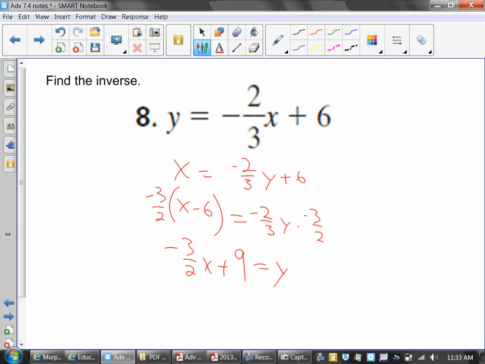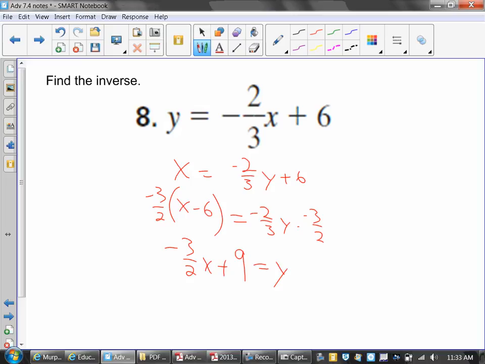Could you leave it as if we did the other way? Could you leave it as negative x over 2/3 plus 9? No, you don't want to leave your answers with complex fractions. Right? Don't leave your answers with complex fractions, because that's just mean looking.